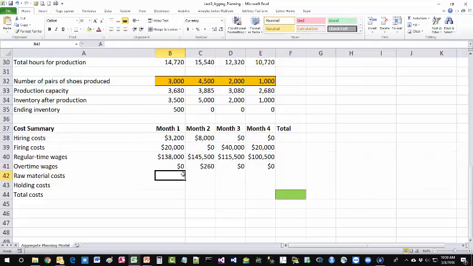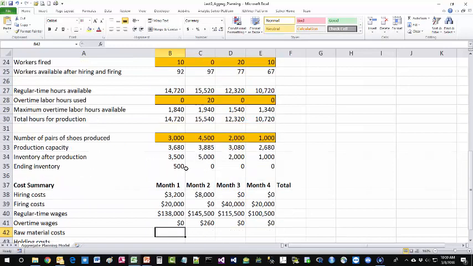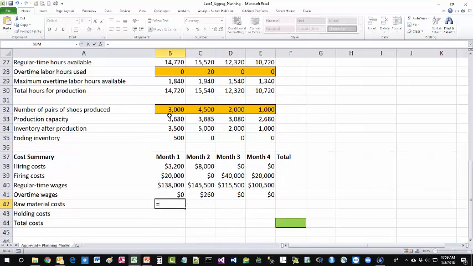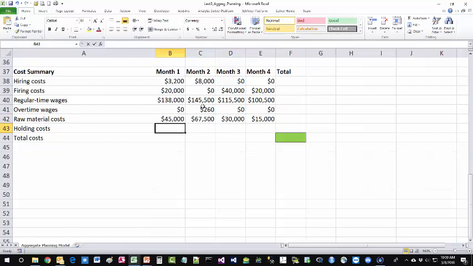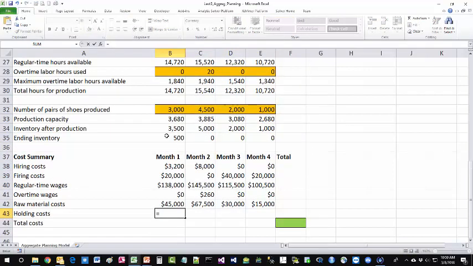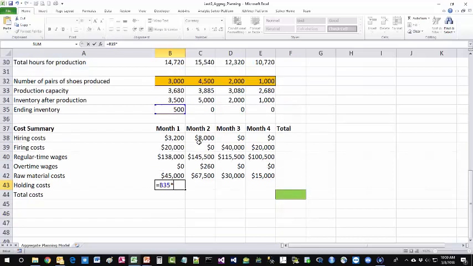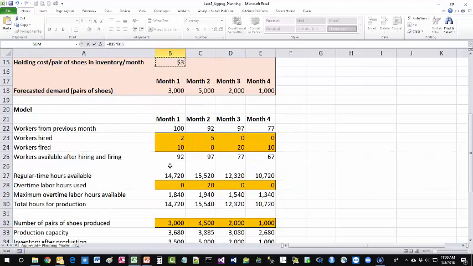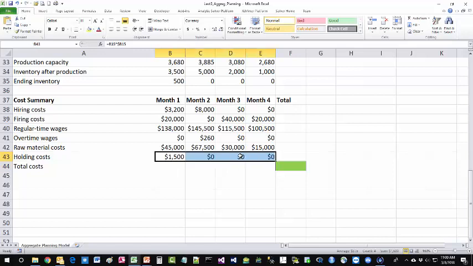The raw material costs are given someplace here as $15 per pair of shoes, which is per unit, and the number of units produced is right here in row 32 times that $15 in $B14. Okay, almost there. The last one is the inventory holding cost, which is based on the ending inventory, or the average inventory in reality, times the unit cost of holding a pair of shoes in inventory of $3. Okay, so this gives us $1,500 and then zeros for the rest of them.